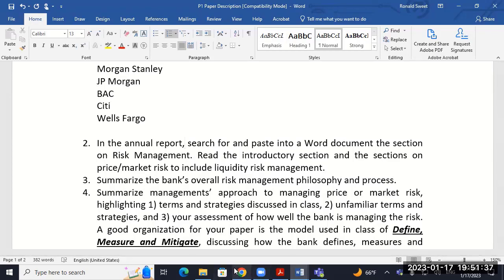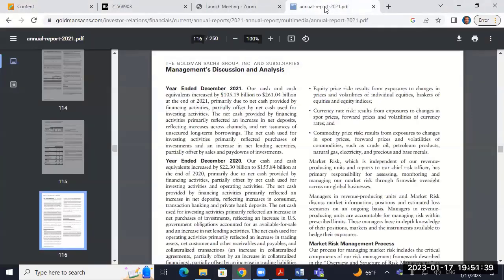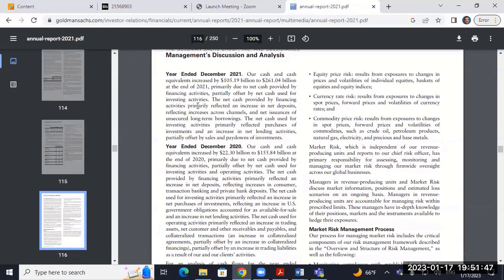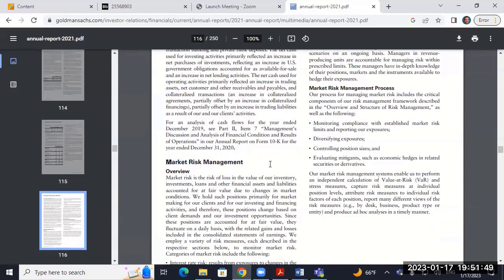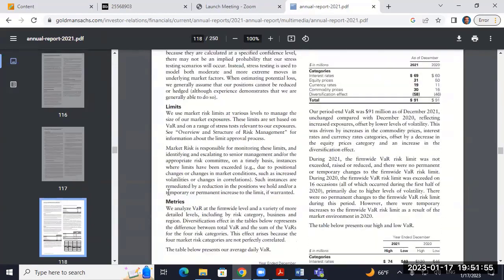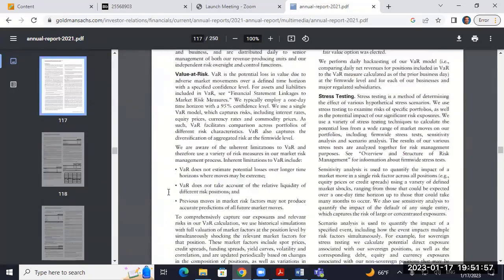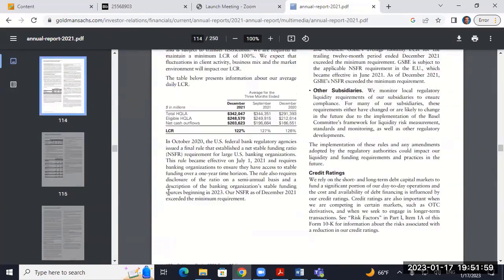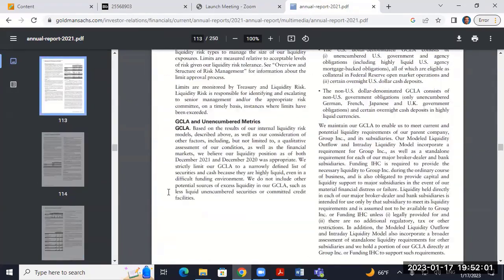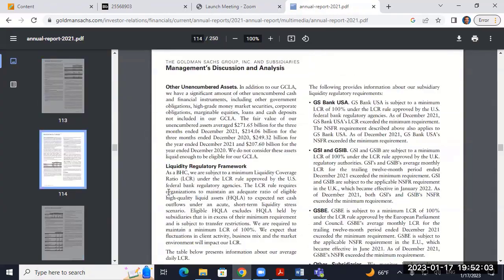So let me show you Goldman Sachs. So Goldman Sachs, you just type in Google Goldman Sachs annual report, and the 2021 comes up. And then on page 116, there's a whole section on market risk management, which is what we're after. You can see it goes on for quite some time, which means there's a whole section on risk management somewhere.